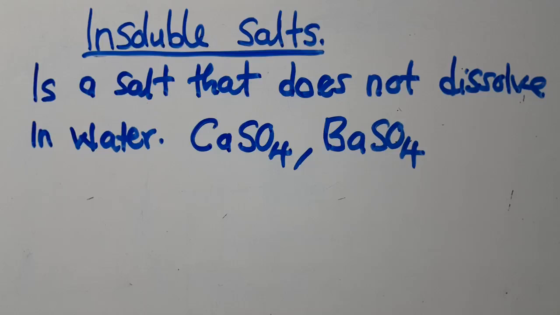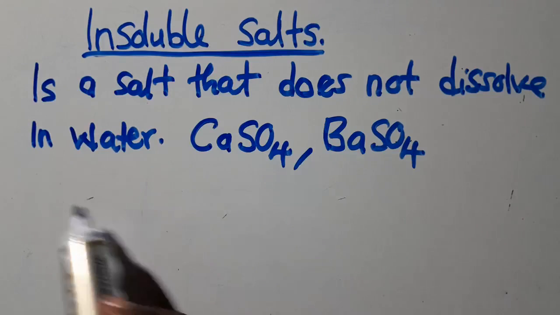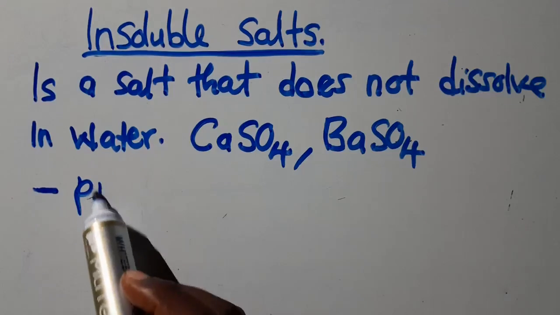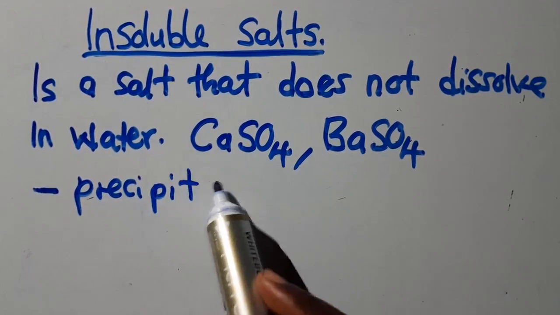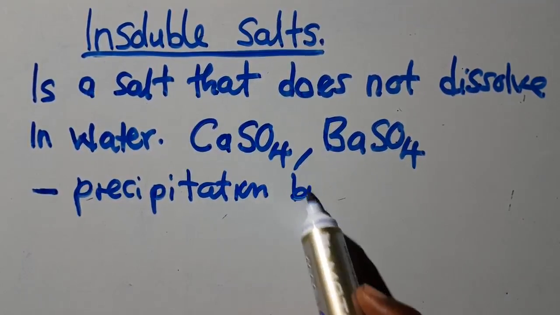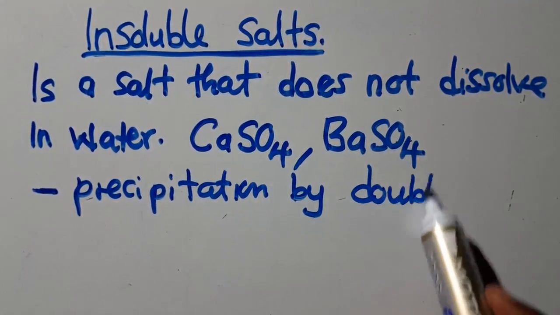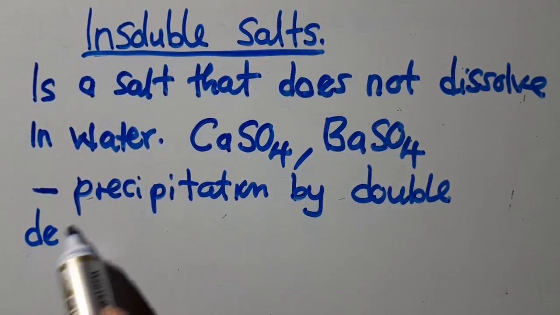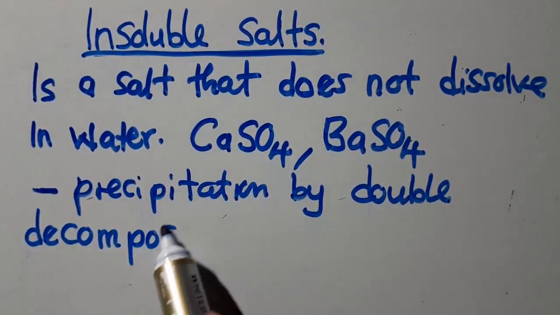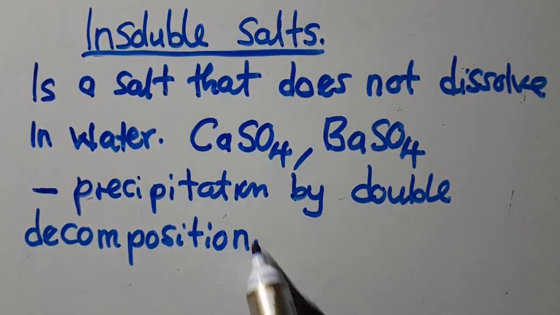So the general method of preparing an insoluble salt: an insoluble salt is prepared by a method which we call precipitation by double decomposition. This is what you need to know and understand. Hope this is clear. So it's prepared by this method.